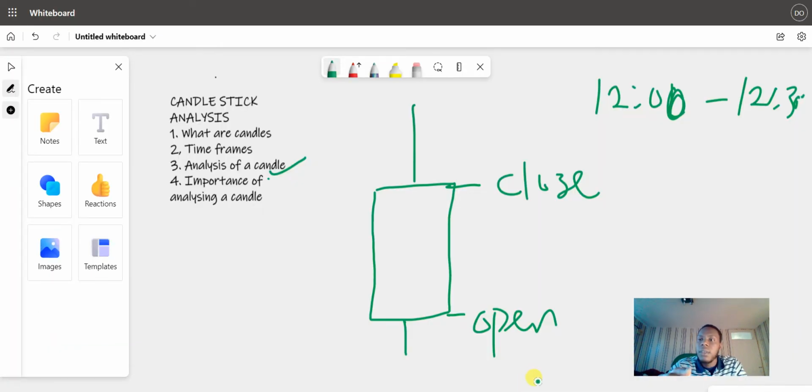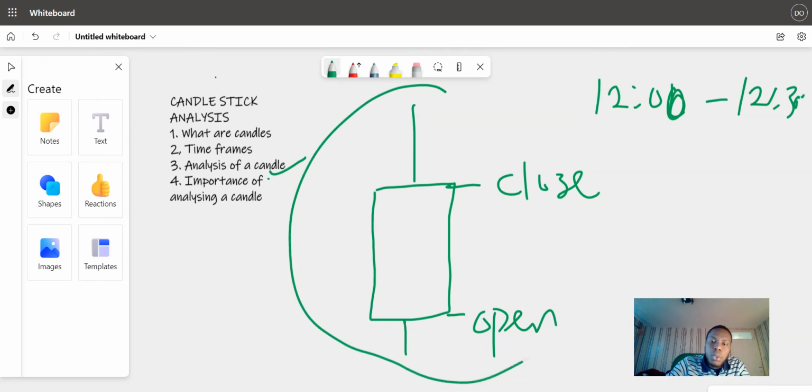Okay, back to our session. So the market opened at 12 o'clock and the market closed at 12:30. I mean, this is a 30 minutes chart, for instance. So this entire candle was what formed in 30 minutes, right?